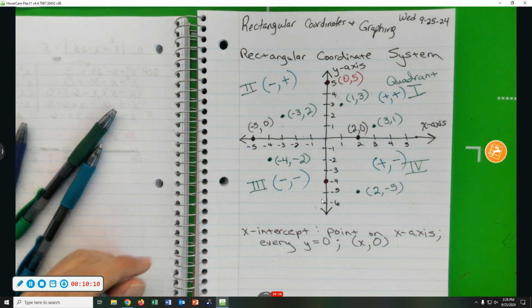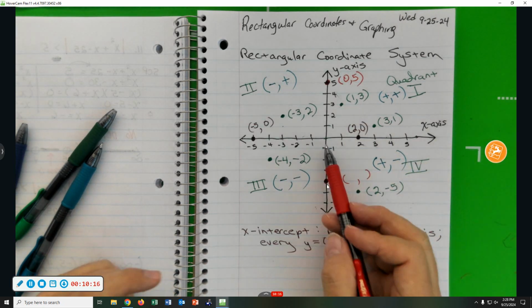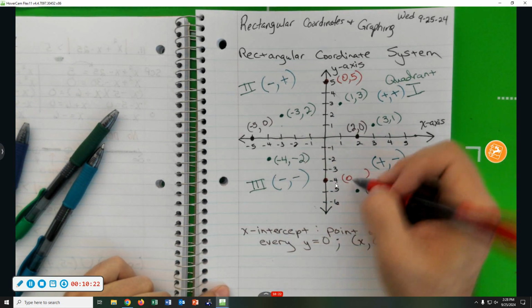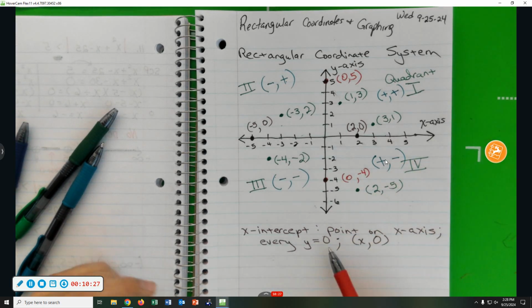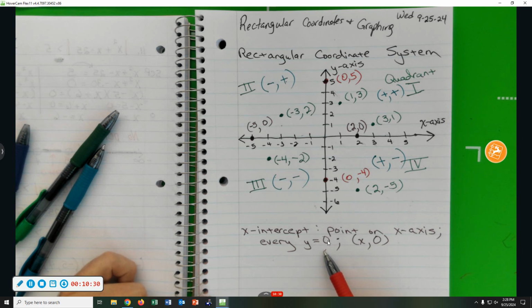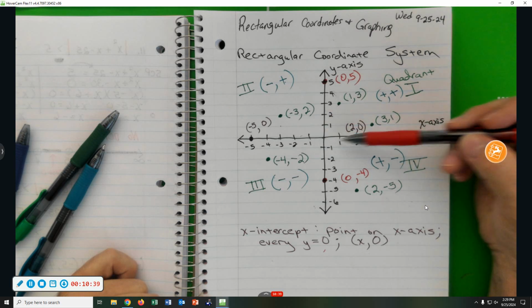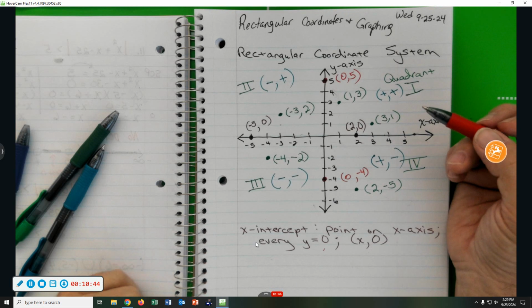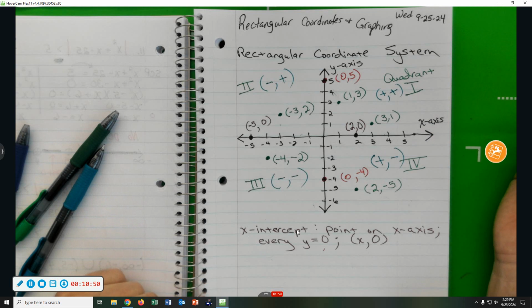What about this point right there? How would you express that using an ordered pair? How many units left, right will we go? 0. And then we go down 4 units. Every point on the x-axis must have a y value equal to 0. What about points on the y-axis? What can we conclude? To be on the y-axis, can you go left or right? No. So what can we conclude about the points on the y-axis? That their x values always have to be 0.